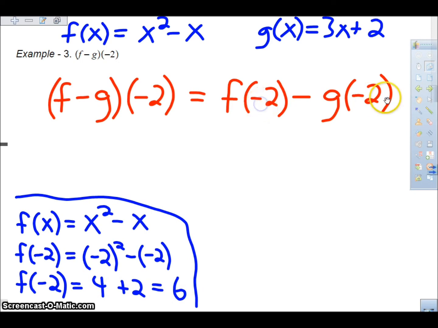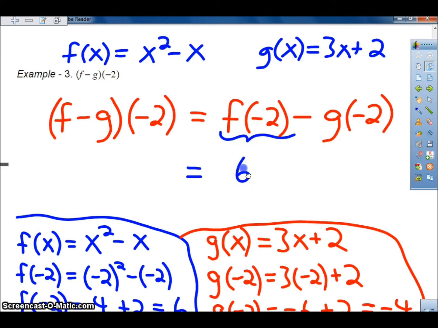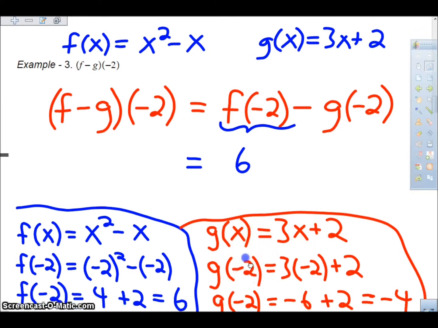F of negative 2 is equal to 6. So we're going to replace f of negative 2 with 6, because that's what it's equal to. Do the same thing with g. G of x is equal to 3x plus 2, but we're looking for g of negative 2.